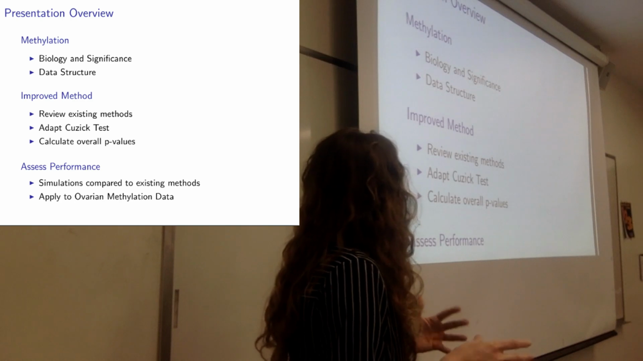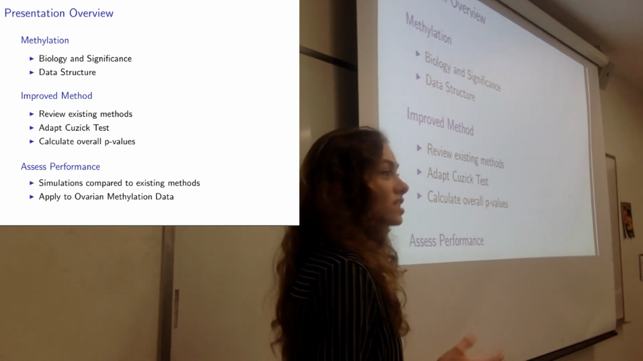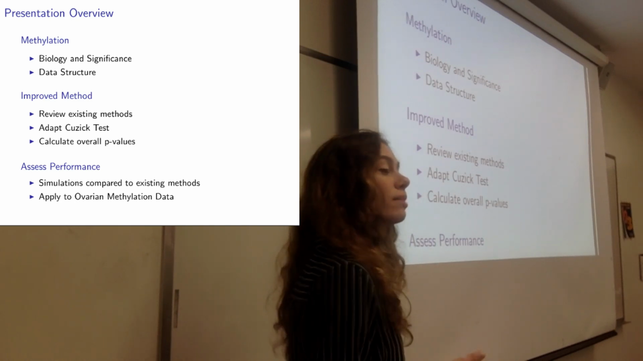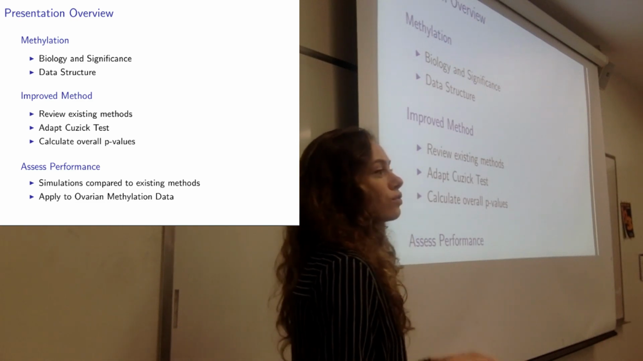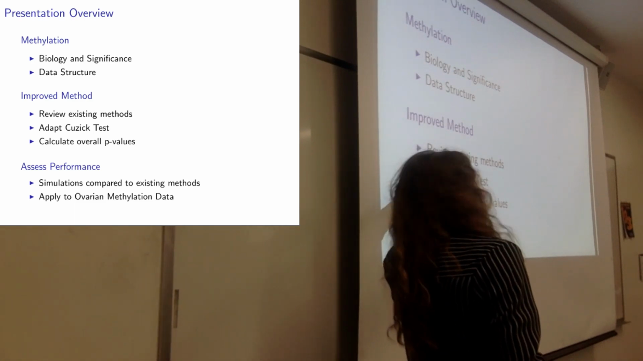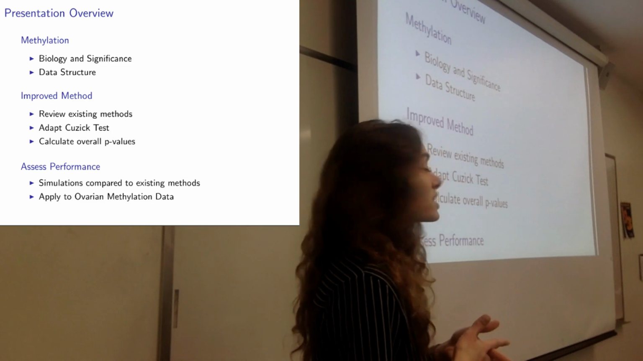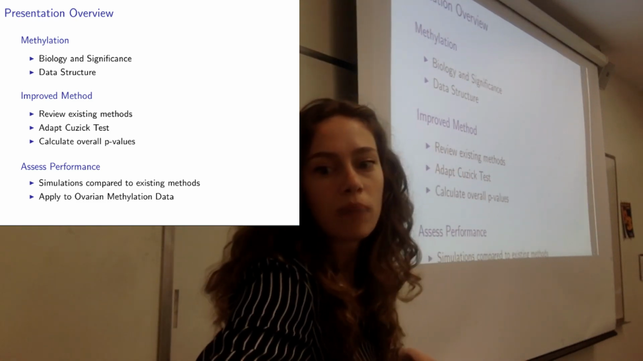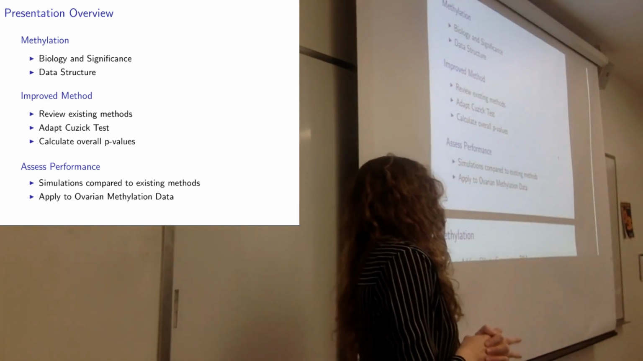So then I'll go more into what the paper actually does. So we'll review existing methods and some of their flaws, and we'll adapt the Cusick test, which is the non-parametric test that is used now. And then we'll calculate overall p-values. So the contribution that they largely made was adapting this test and then showing a way to merge p-values in this setting. And then finally, we're going to assess performance by going through simulations and by going through ovarian methylation data.